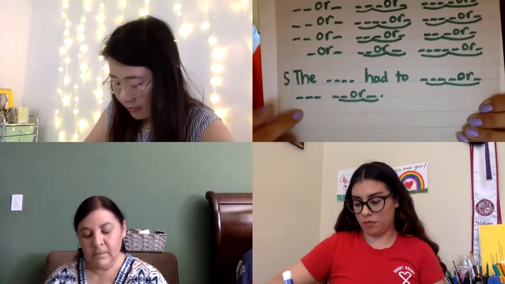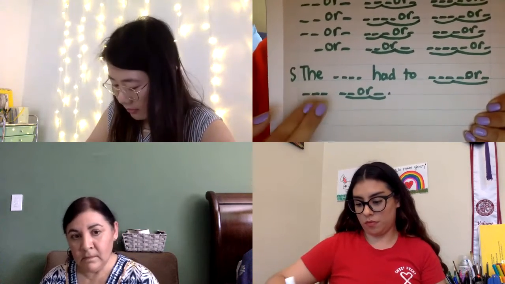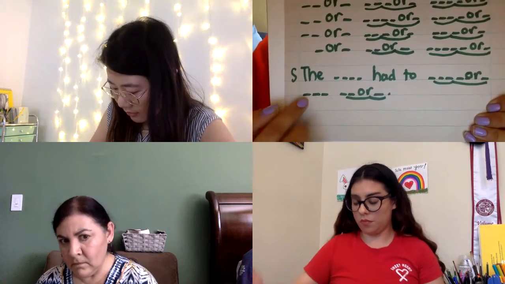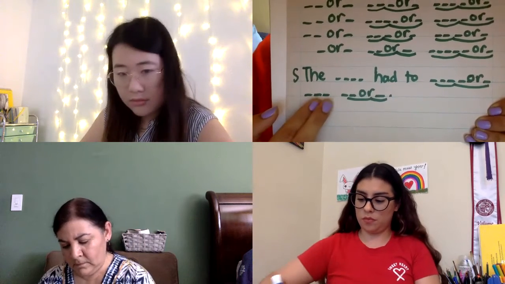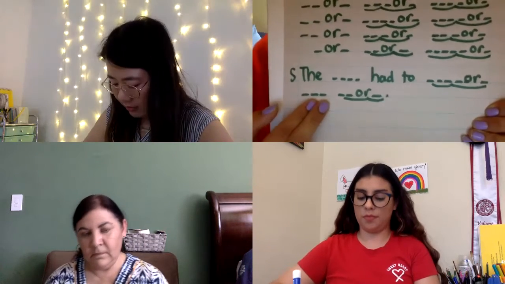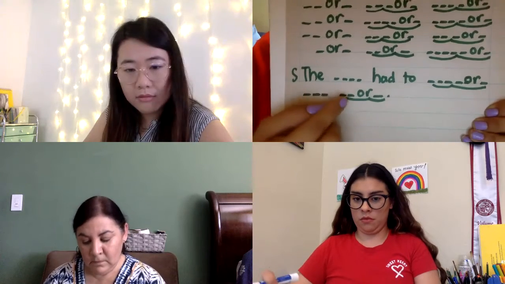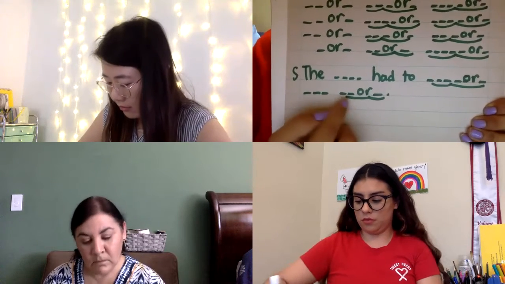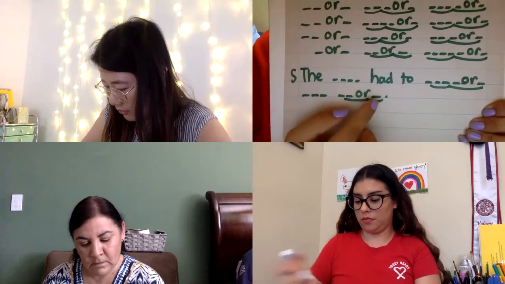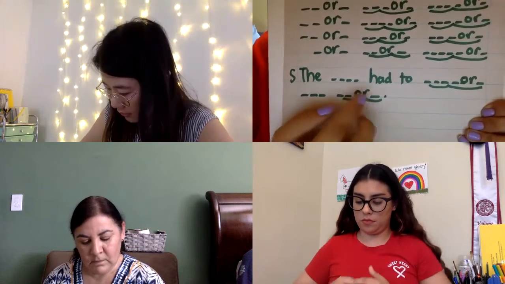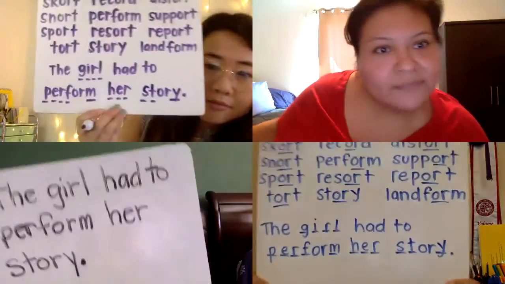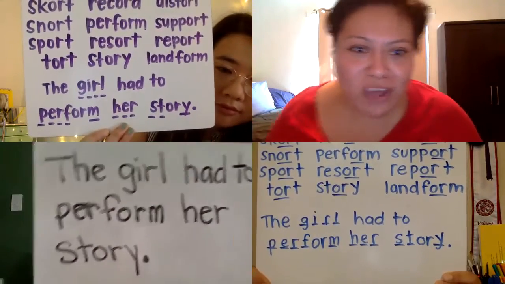Perform. Careful, remember we talked about it. Three different spellings, ER, IR, UR, and then story, S-T-O-R-Y. All right, teacher, show me your work. Yes, beautiful job. Job well done. Double high five or double pat yourself on the back. Double high five on me.